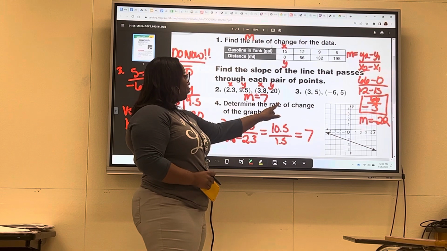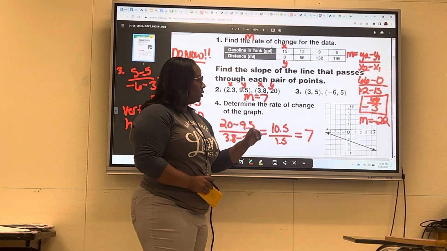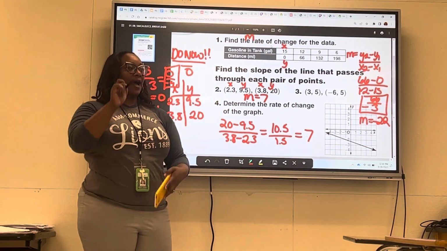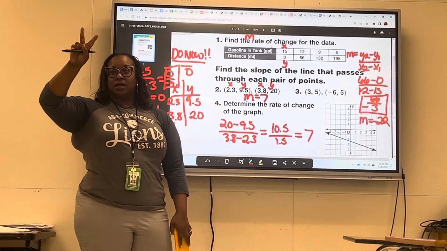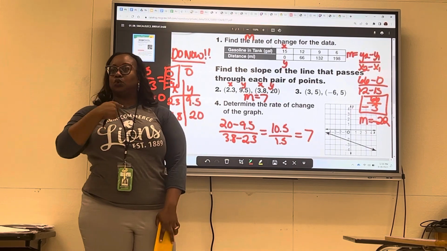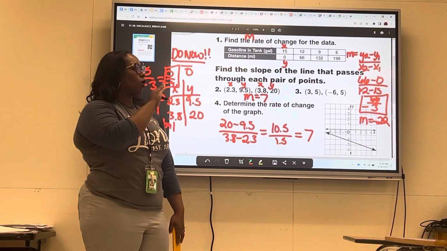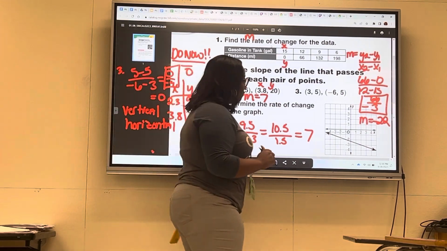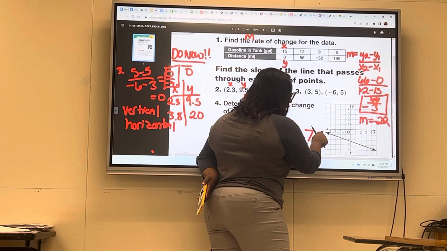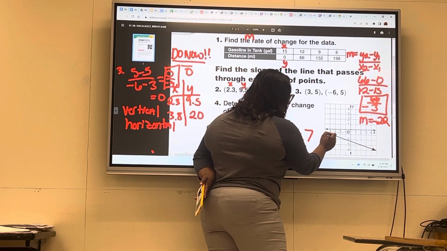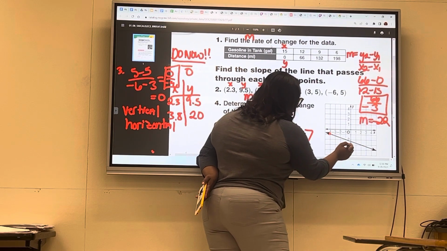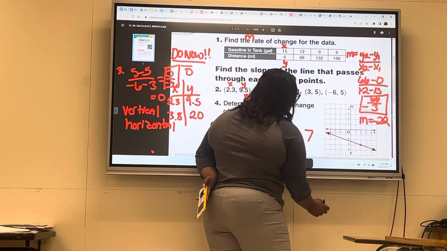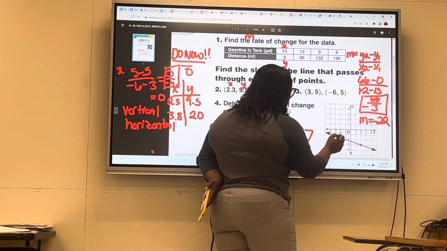It says determine the rate of change of this graph. When I'm looking at this graph, if I want to find the rate of change, I'm trying to figure out the rise over run between 2 points. I'm going to find 2 exact points, not partial in between something. I want an exact point so I don't mess up. So let me go find 2 points that are crossing on the x and y axis. I see one here, and I see another one here. Right? Oh, there is one right here too.